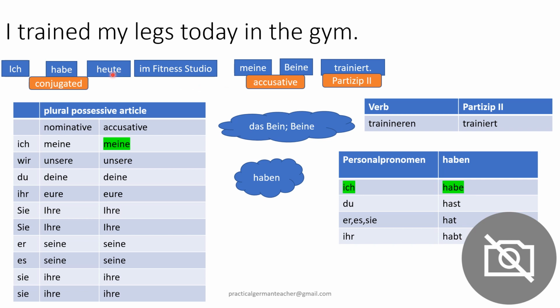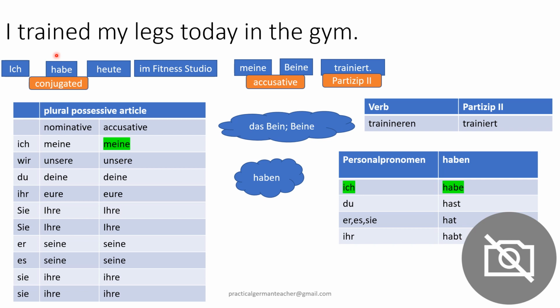Also, you don't have to use this heute here. You can use it at the beginning of the sentence, and the only change that will happen is that the ich will be moved over here. So the subject is either before or after the verb. If something takes the first position, then the subject will take the position after the verb. So what I'm trying to say is you can also say heute habe ich im Fitnessstudio meine Beine trainiert.